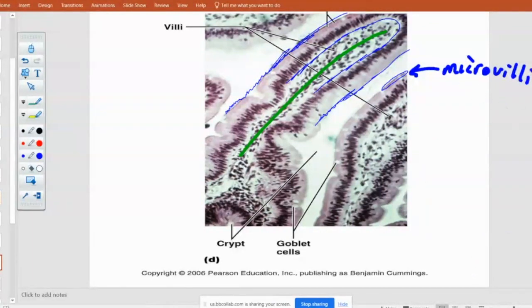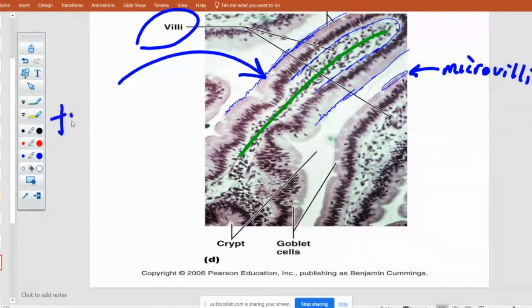Now they're so small, I wouldn't point to that on the test and ask you. Okay, I have a better picture for that. The next picture. But I might ask, what is this whole thing? That whole thing is a villus, right? Is a villus. And I might ask what tissue that is.